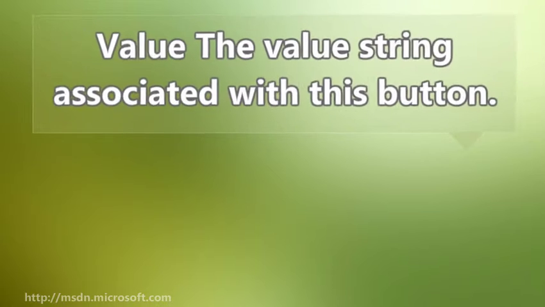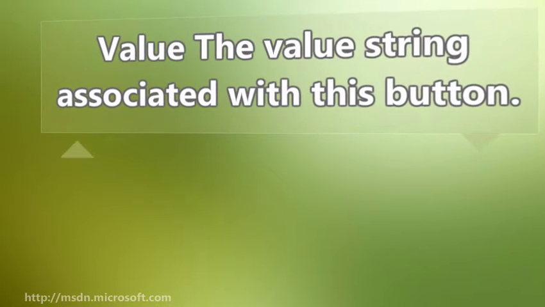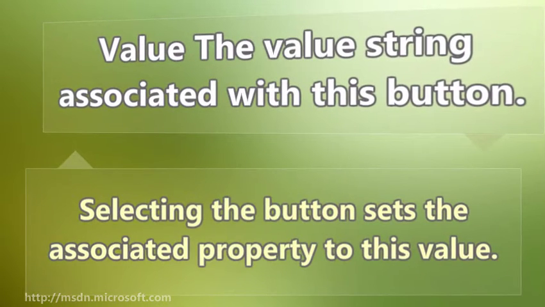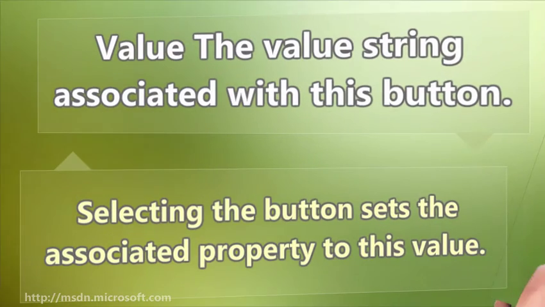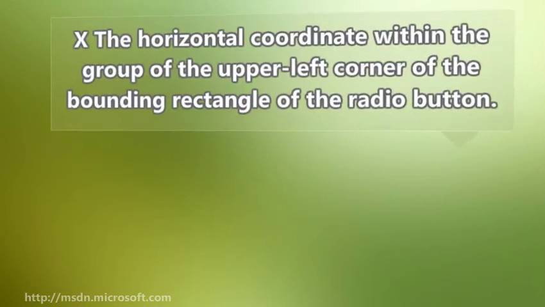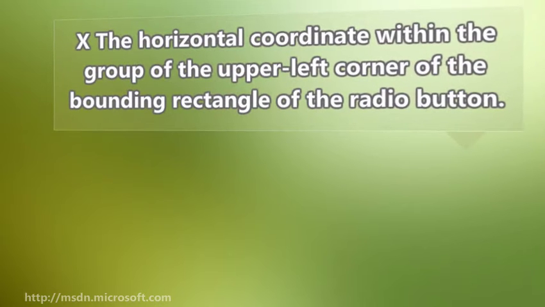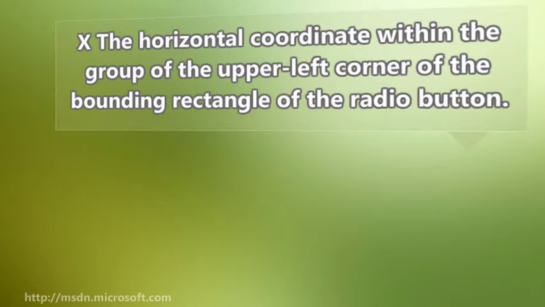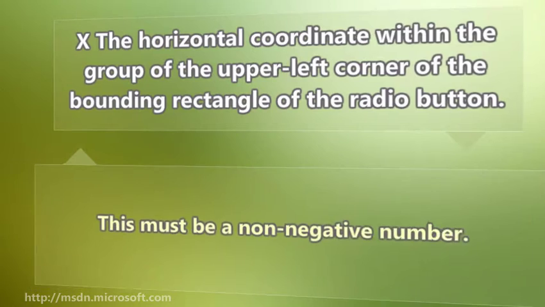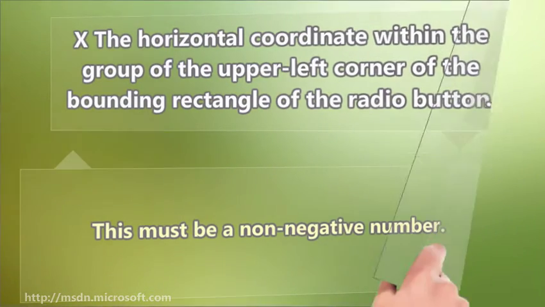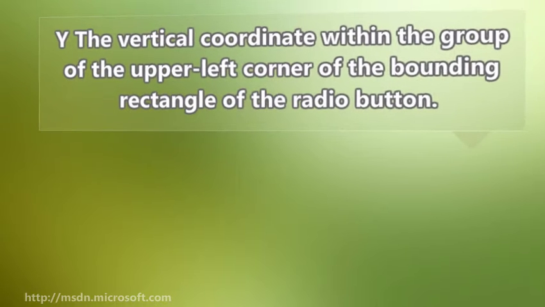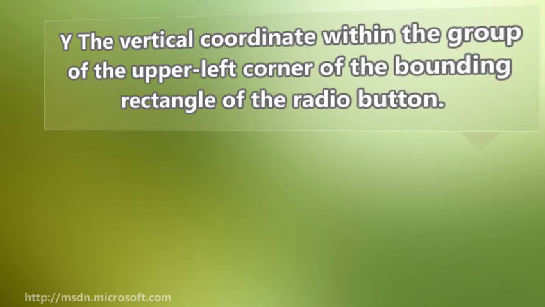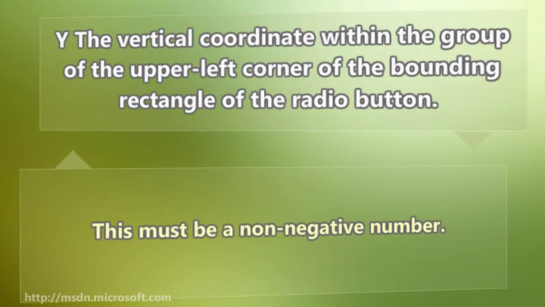Value: the value string associated with this button. Selecting the button sets the associated property to this value. X: the horizontal coordinate within the group of the upper left corner of the bounding rectangle of the radio button. This must be a non-negative number. Y: the vertical coordinate within the group of the upper left corner of the bounding rectangle of the radio button. This must be a non-negative number.